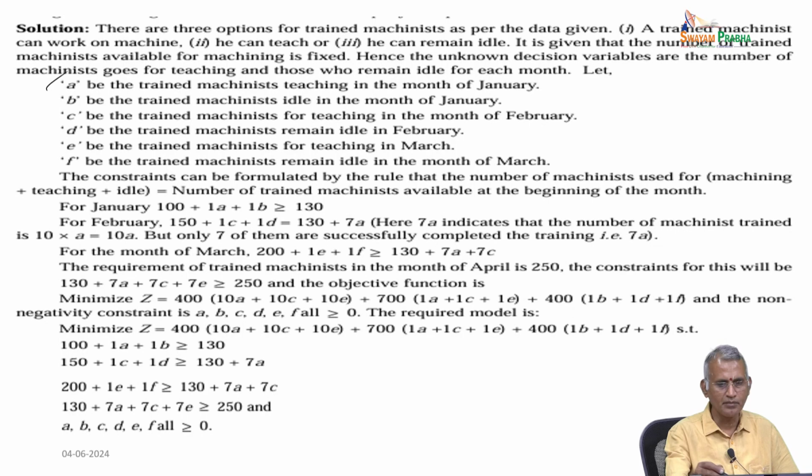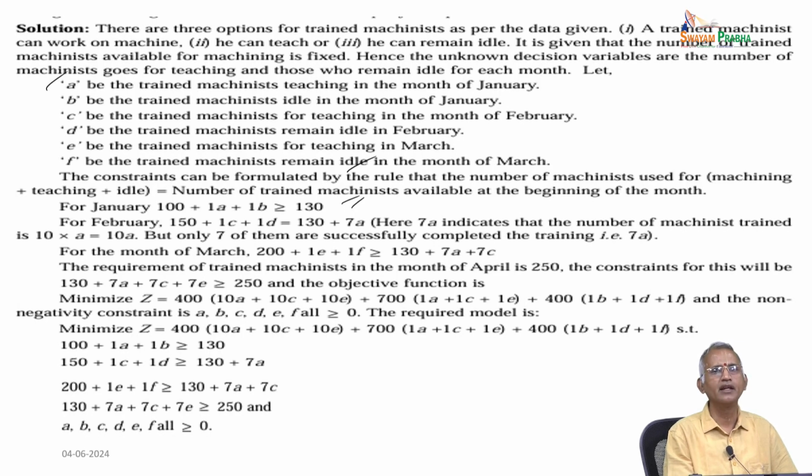So, the constraint can be formulated by the rule that the number of machinists used for teaching should not be idle. The number of trained machinists available at the beginning of the month for January is 100 plus 1A plus 1B greater than or equal to 130. For February, 150 plus 1C plus 1D equal to 130 plus 7A.